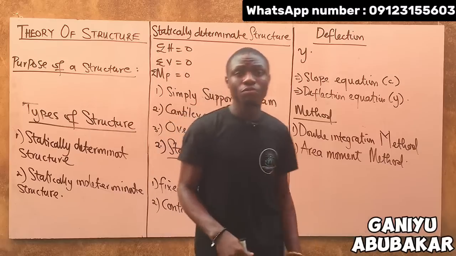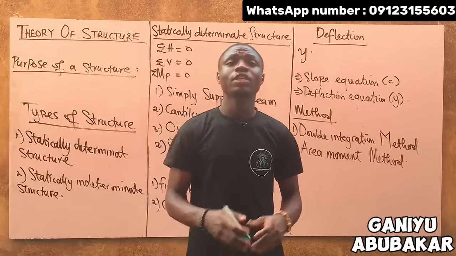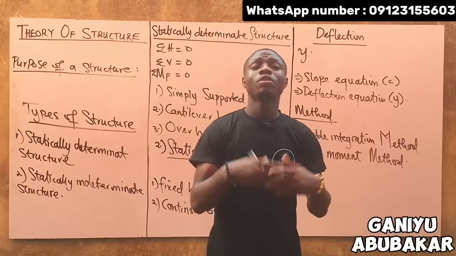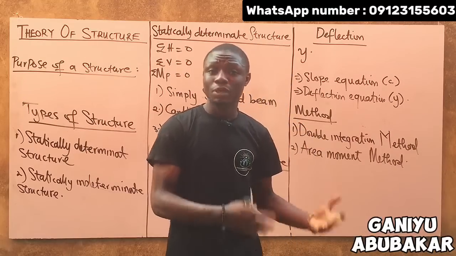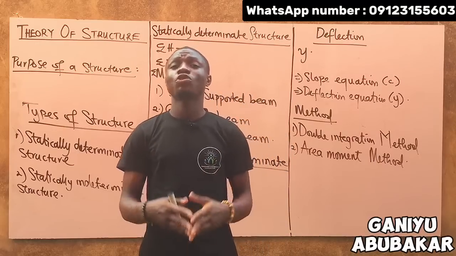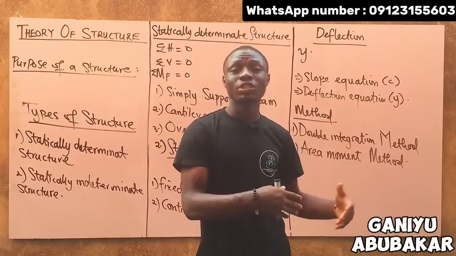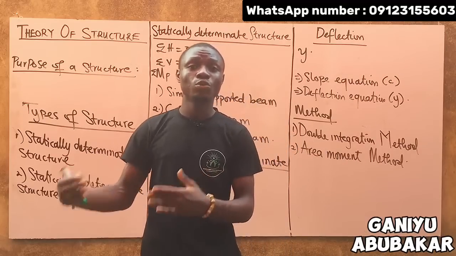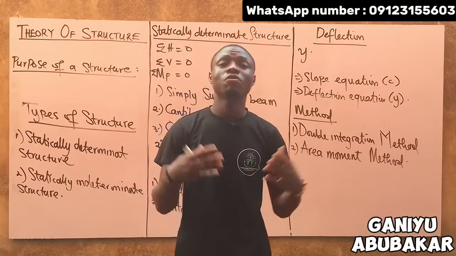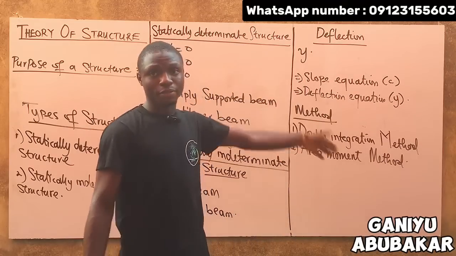These are distinct methods of determining the slope equation and deflection equation of several beams, right? Either simple beam or overhanging beam, continuous beam, right? Each with different types of load, either uniformly distributed load or point load or uniformly varying load, right? So that is a method for that there.